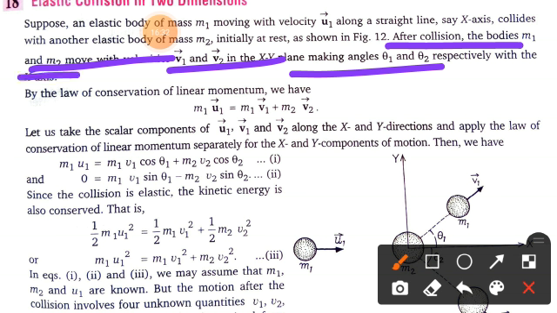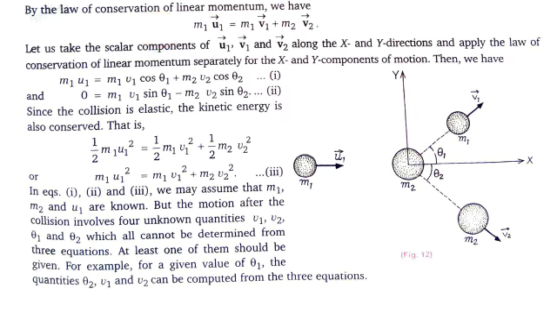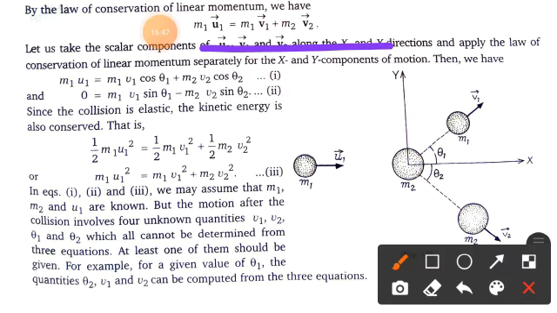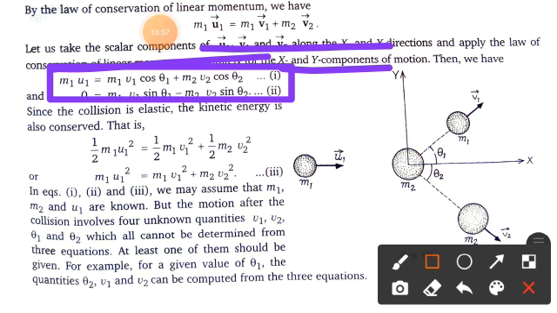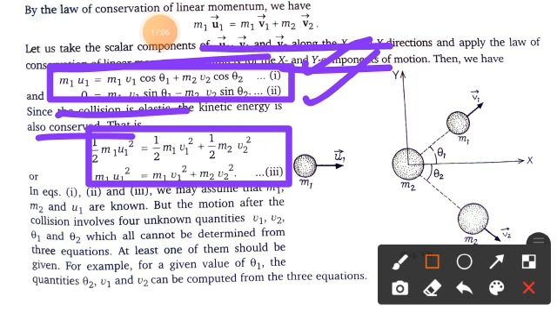So by the law of conservation of linear momentum, you can write it like this: m1 u1 equals m1 v1 plus m2 v2. Now let us consider the scalar components of u1, v1, v2 along the x and y directions and apply the law of conservation of linear momentum separately for the x and y components of the motion. You can see here the expressions formed. These are equation 1 and equation 2. Now since the collision is elastic, the kinetic energy is also conserved.